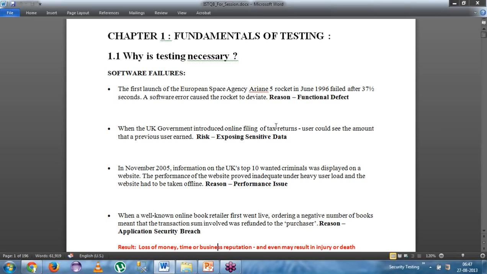It can be due to n number of reasons, maybe a performance issue. We can see one due to a performance issue, one due to an application security breach, one maybe due to functional problems, or even due to security issues such as exposing sensitive data. So because of all these reasons, we should ensure that our piece of code is tested thoroughly in all dimensions to the context that we require.